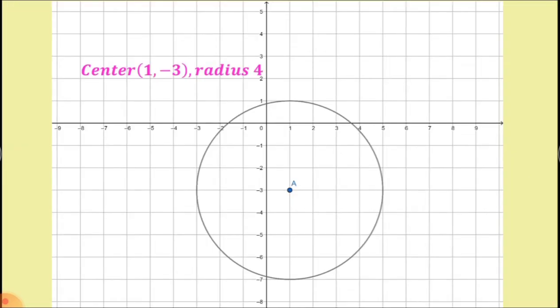So this is the graph if the center is at (1, -3) and the radius is 4, meaning the distance from the center to any point on the circle should be 4. So from the center, count 4 units: 1, 2, 3, 4, in each direction. And then using your compass, connect the 4 points to get the circle.